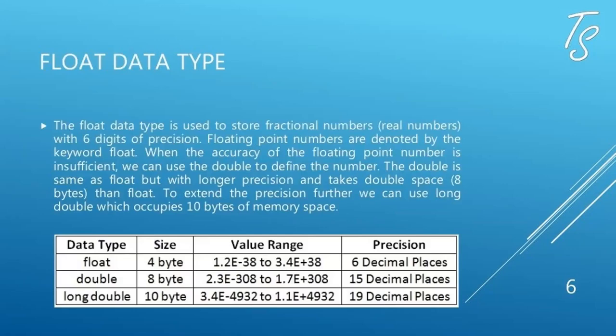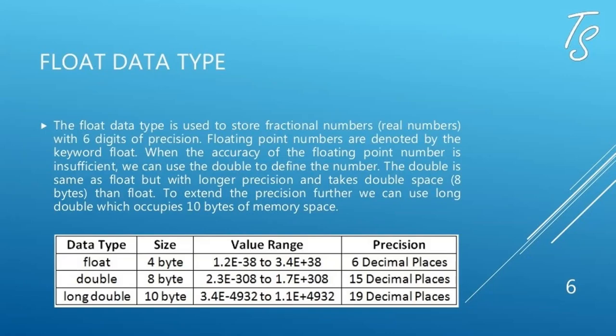Let's see the next one, the float data type. As we know, an integer can hold an integer value, whereas a character can hold a single character. The float data type is used to store fractional numbers or real numbers with 6 digits of precision. Floating numbers are denoted by the keyword float. When the accuracy of the floating number is insufficient, we can use double. The double is the same as float but with longer precision and takes double the space, 8 bytes. To extend the precision further, we can use long double, which occupies 10 bytes of memory.